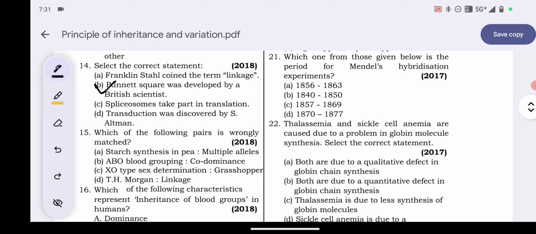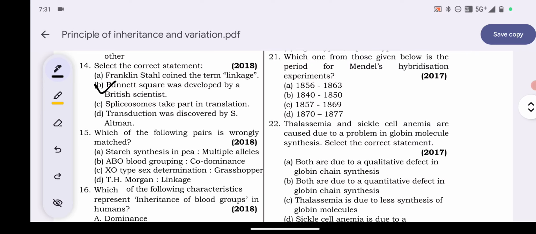Explanation: starch synthesis in pea plant is controlled by a single gene, which has 2 alleles, one dominant and the other recessive. Multiple alleles are not involved in this type of synthesis. So option A is wrongly matched and the other 3 are the correct ones: ABO blood grouping, codominance; XO type sex determination, grasshopper; T.H. Morgan, linkage.